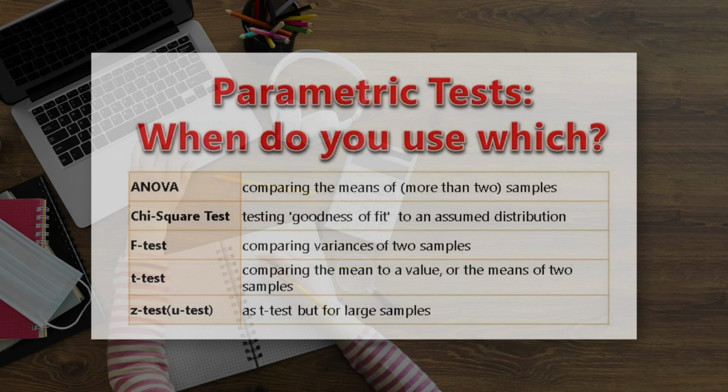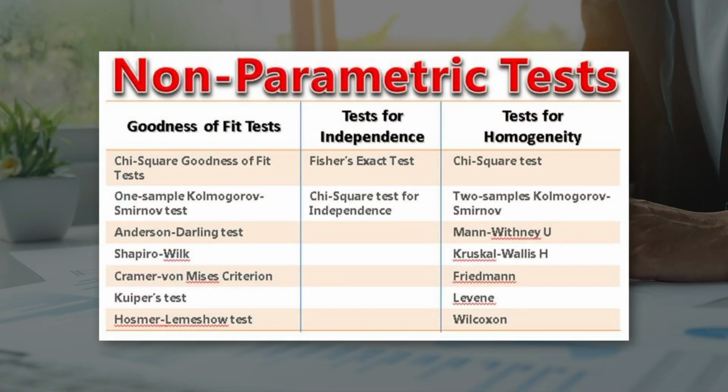So it's a kind of T test, but it is for the large sample, and as far as the T test is concerned, it is for the small sample. So non-parametric test, if we are going to talk about, we have goodness of fit test, test for independence and test for homogeneity. So chi-square goodness of fit test, as far as this test is concerned, test for independence, Fisher exact test is there, and test for homogeneity is chi-square test.